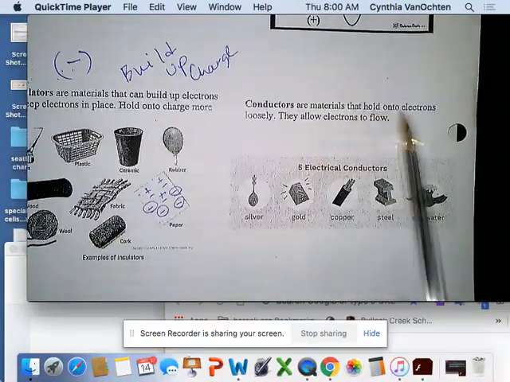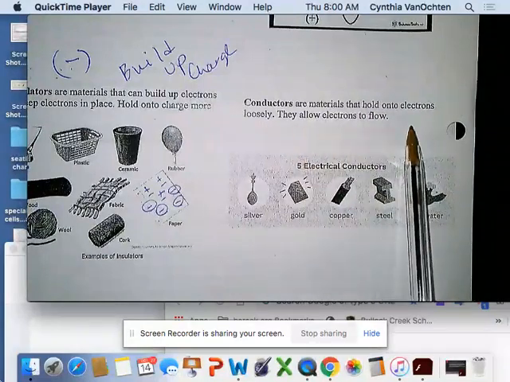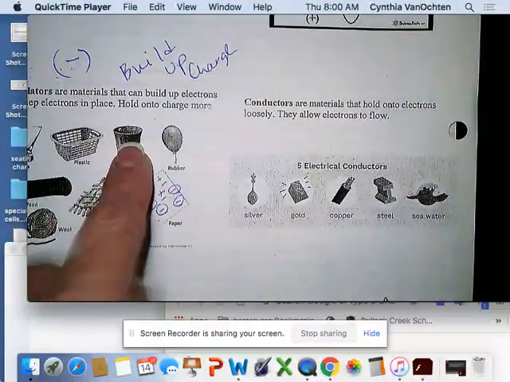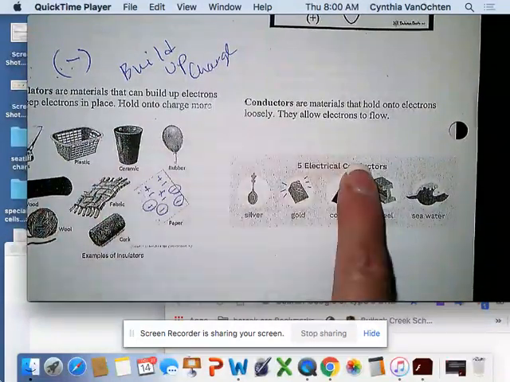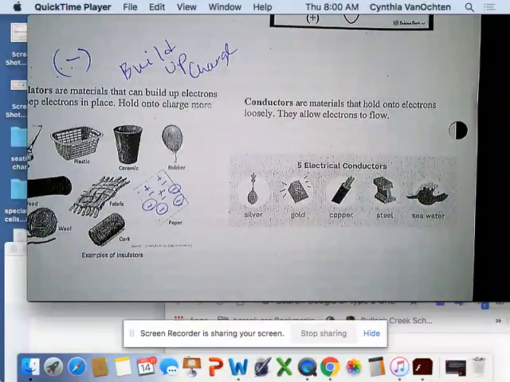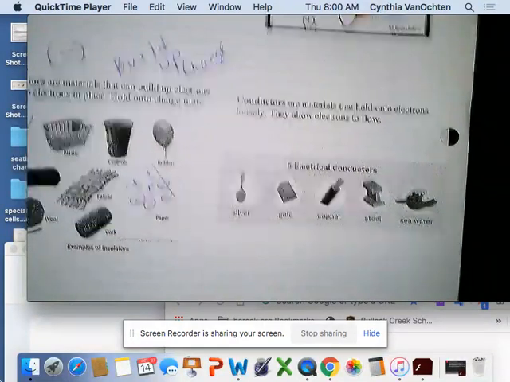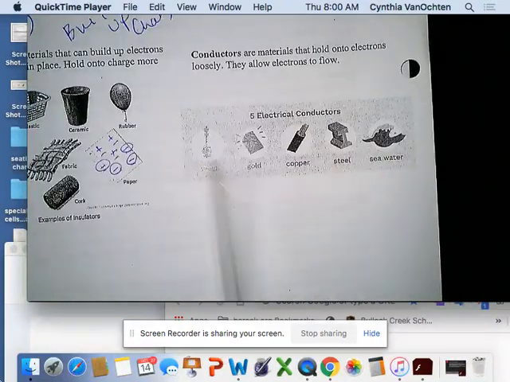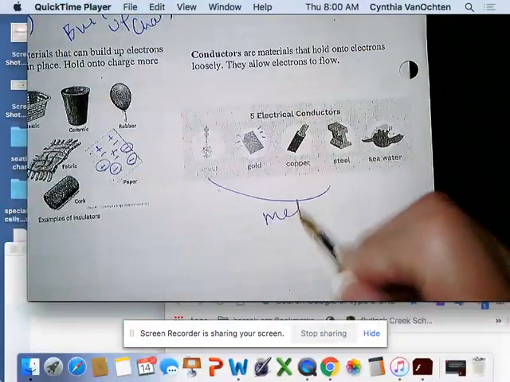Conductors are materials that hold on to electrons loosely and they allow electrons to flow. So when the insulator touches the conductor, the charges will flow to the conductor, and that's when you get that zap. Like when you rub your feet across the carpeting, you pick up extra electrons, you touch a metal door handle, and then zap. Okay, these are some examples of electrical conductors. A lot of them are metals.